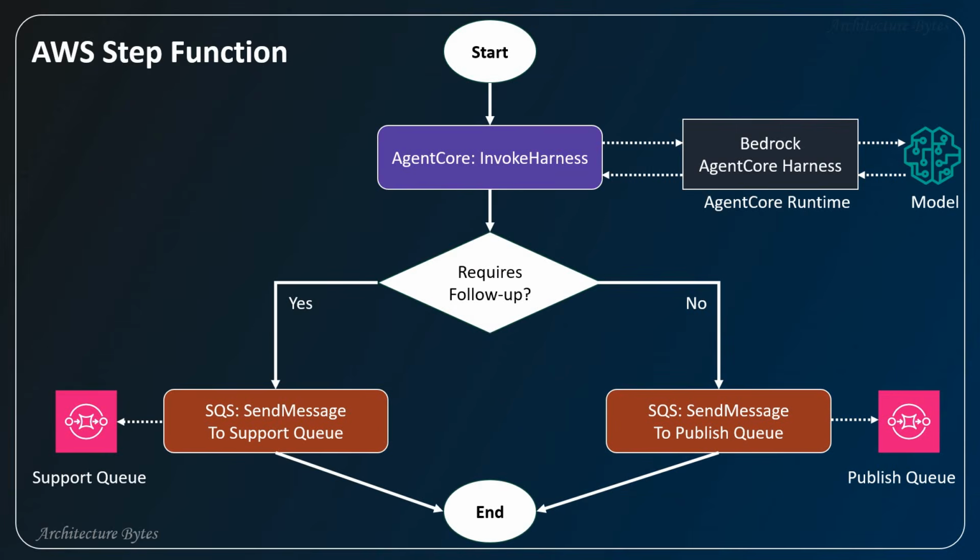So that was a quick tutorial on generative AI workflows using AWS step functions and Bedrock AgentCore. By pairing deterministic orchestration with GenAI reasoning, you get predictable, auditable control flows, making this pattern suitable for compliance-heavy use cases.